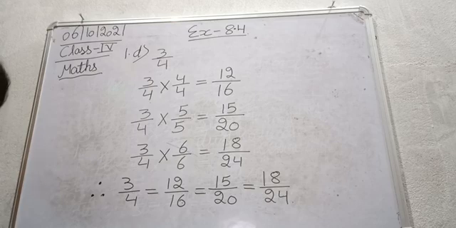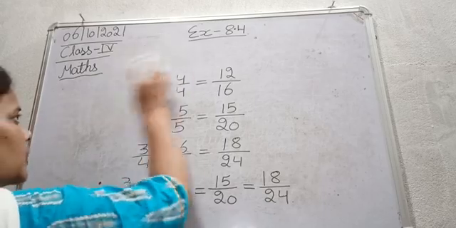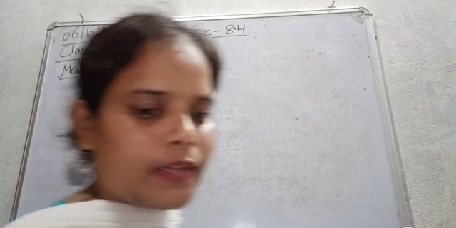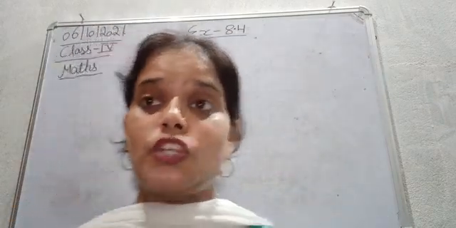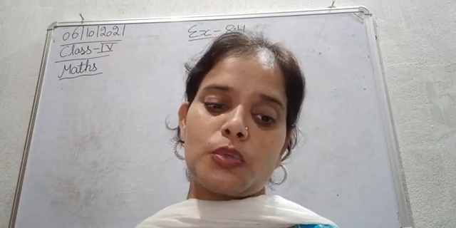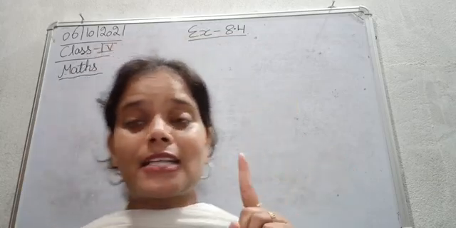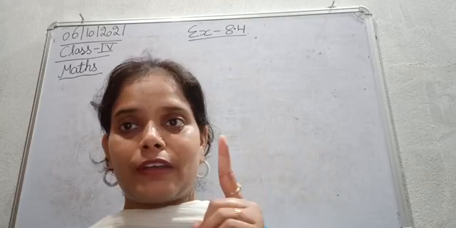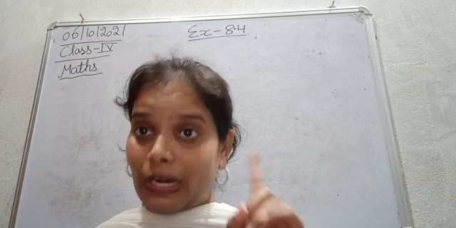Chalo. Moving next to question number 2 of the same exercise 8.4. Question number 2 is, write a fraction equivalent to each of the following. So we have to write a fraction that is equivalent to the given fraction. We have to write only one fraction, not like the previous one, in which we had to write three. But here we have to write only one.